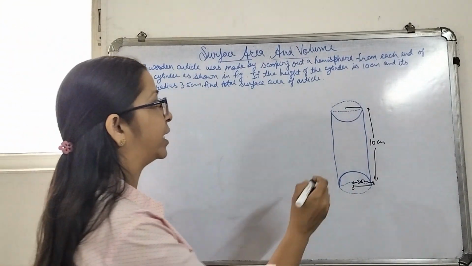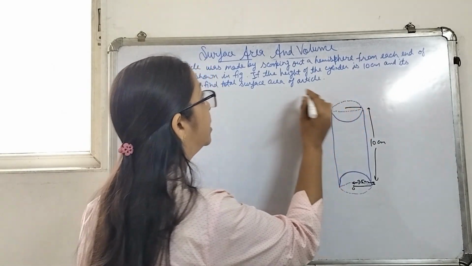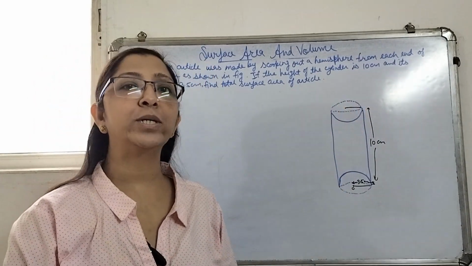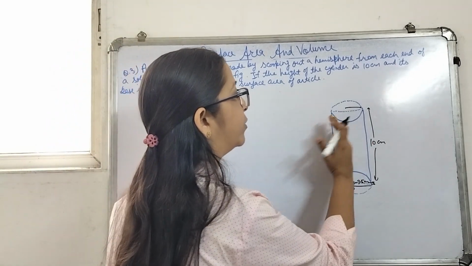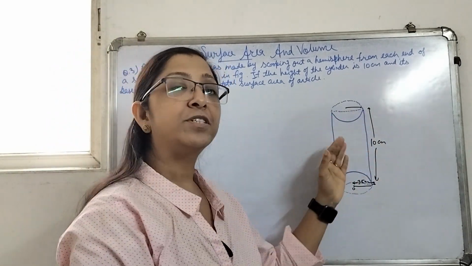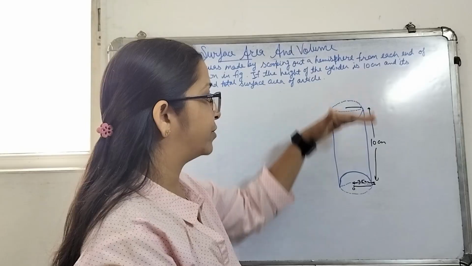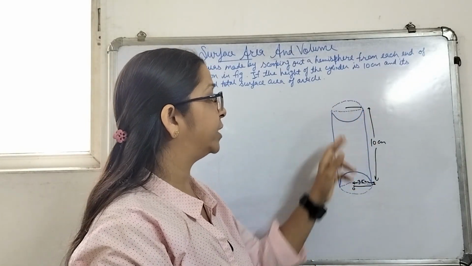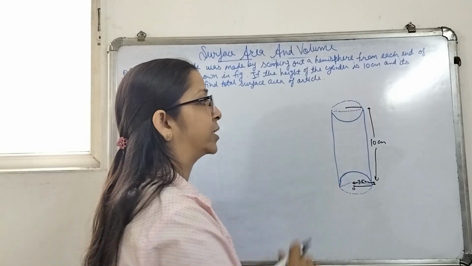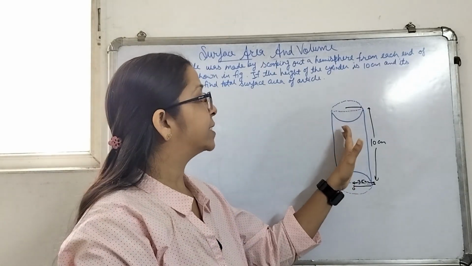First of all, we have to analyze which surface areas we are going to consider. For the cylinder we will be considering the curved surface area, because the topmost surface and the bottommost surface are not there. A hemisphere is scooped out of it. That's the reason we will be considering the curved surface area of the cylinder.